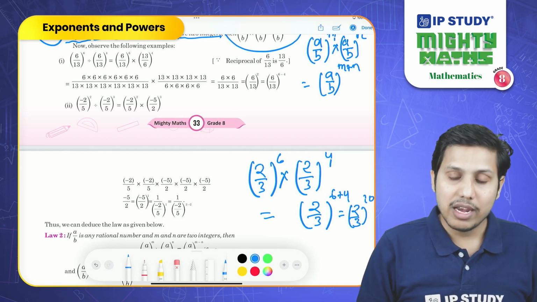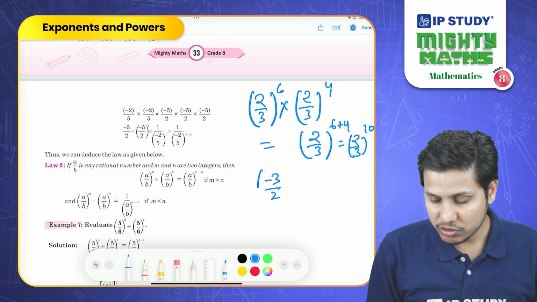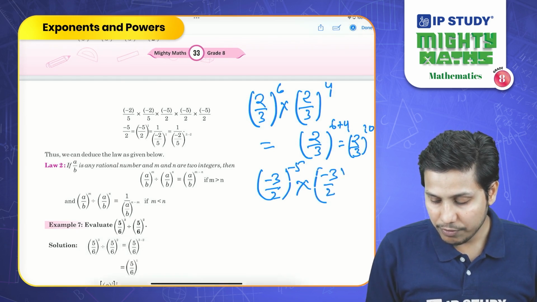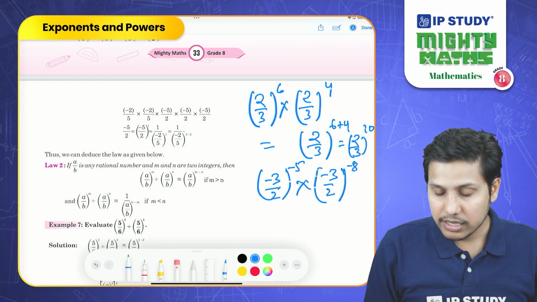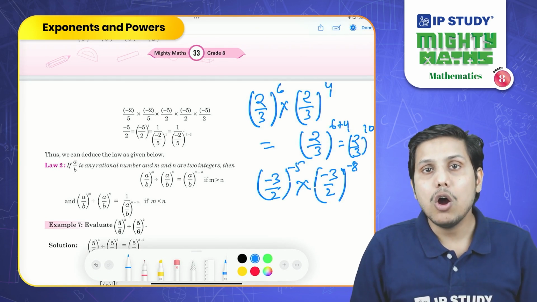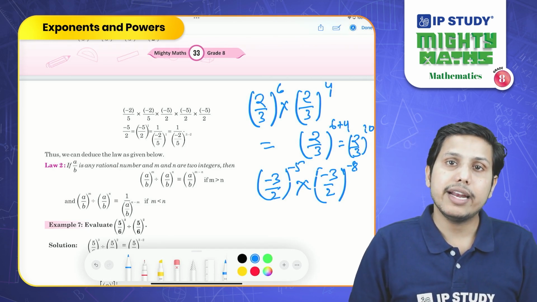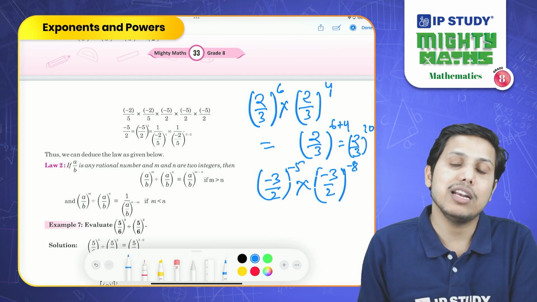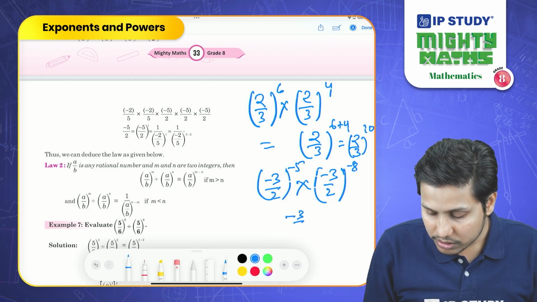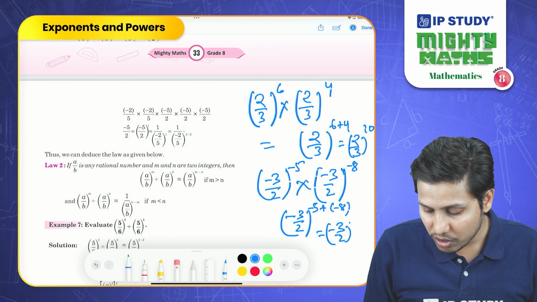Students, the same law can be applied to negative exponents also. Let's suppose we have negative 3 over 2 raised to the power of negative 5 multiplied by negative 3 over 2 raised to the power of, let's suppose, negative 8. Then there are two methods. Either we convert the negative exponent first into a positive exponent, or directly apply the laws of exponents and then apply the rule of converting negative exponent to positive exponent in the final answer. Yes. So we can write negative 3 over 2 raised to the power of negative 5 plus negative 8, which will give us negative 3 over 2 raised to the power of negative 13.